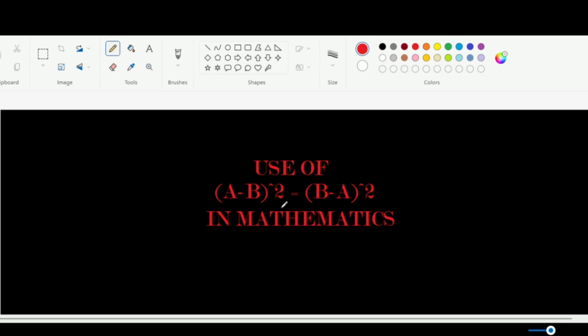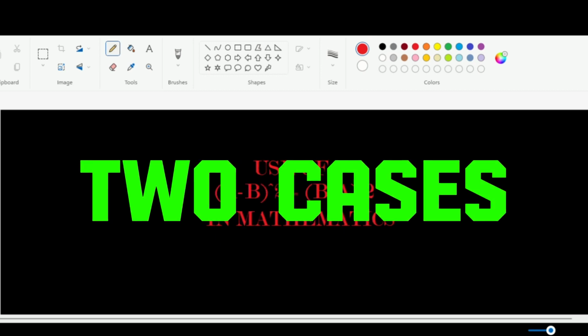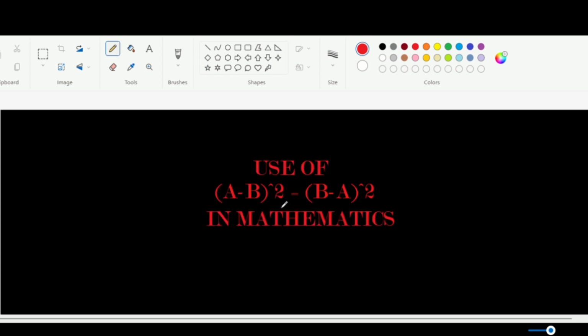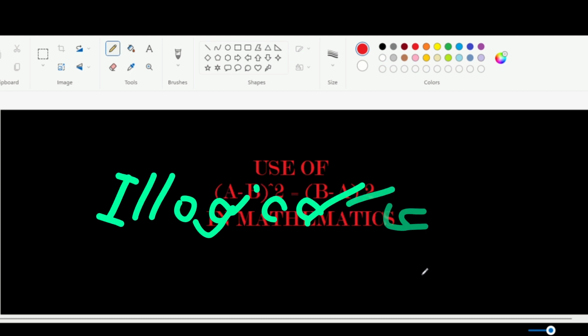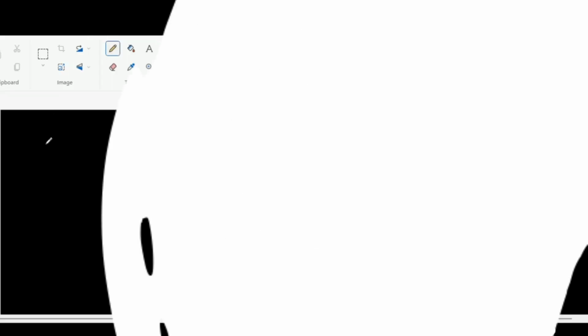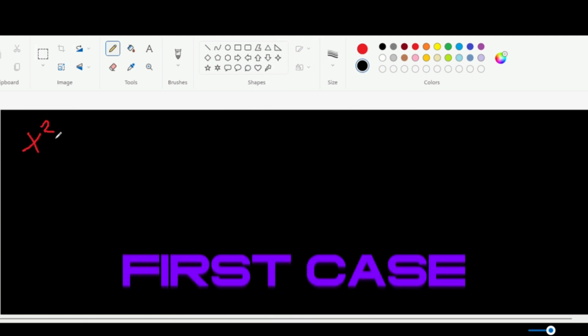Here we are going to discuss two cases in which the formula is useful. And the second one is the most important, because maybe we can solve the problems related to the first case even without the formula. Illogically so. But we cannot solve the second case problems without the formula. So now let's dive into the first case.